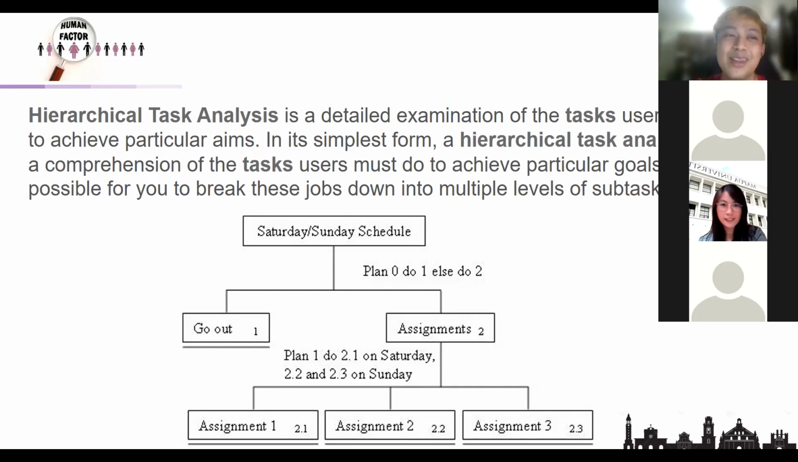Okay, HTA is very important in cognitive ergonomics. With HTA, we break down a certain task based on a certain hierarchy. For example, on Saturday and Sunday, very simply, you go out, or you do assignments, or you do papers. And for assignments, you do assignment 1, assignment 2, assignment 3. So you basically break it down into a certain hierarchy.